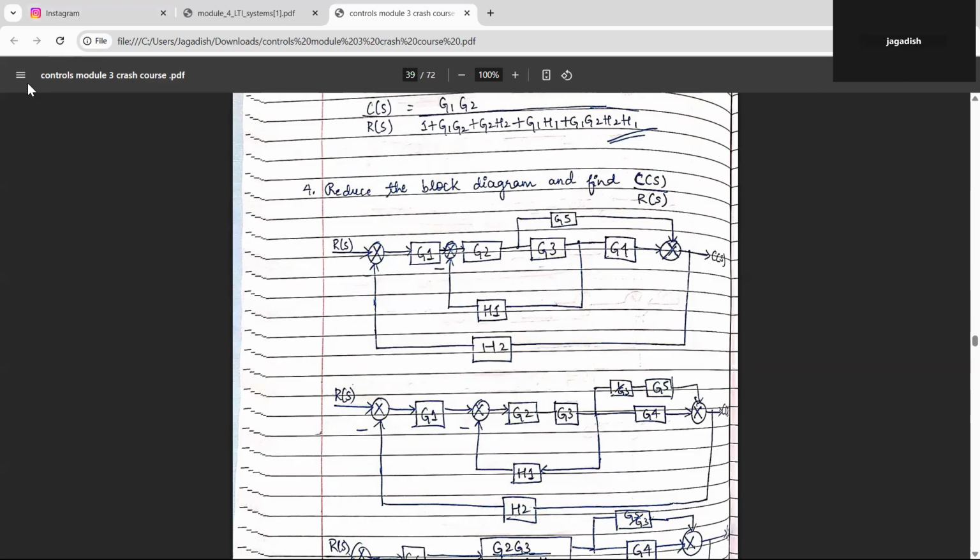Now, remember the rules. So R of S, C. Here, let's see, G2, G3. This G2, G3 you can solve. How are they connected, students? G2, G3 are connected in series, so they will get multiplied, G2 into G3. Next, you can't directly solve this next H1.